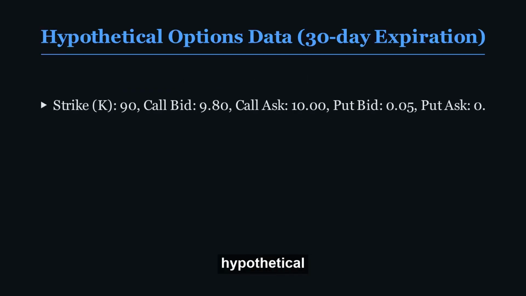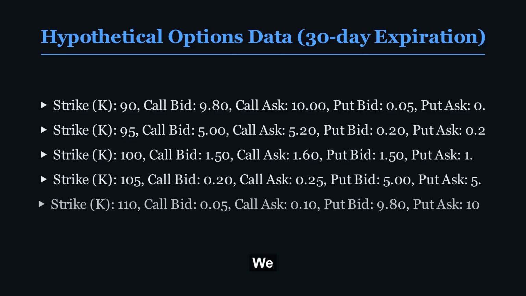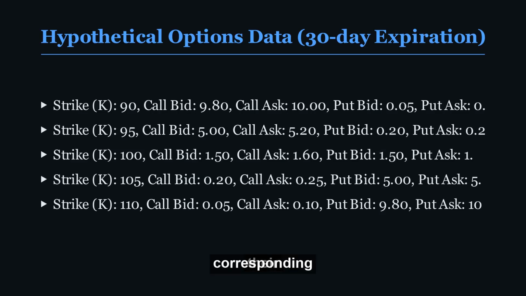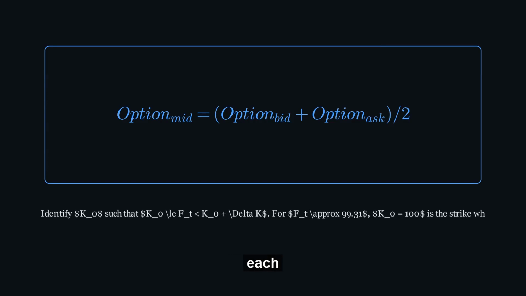Let's consider a hypothetical set of options data for our asset, all expiring in 30 days. We have various strike prices, along with their corresponding call and put bid and ask prices. For instance, we might have strikes ranging from 90 to 110, with their respective market quotes. Remember, for the VIX calculation, we'll use the midpoint between the bid and ask for each option to represent its fair value. To find the option's fair value, we calculate the mid price for each. For example, a call's mid price is simply the average of its bid and ask.